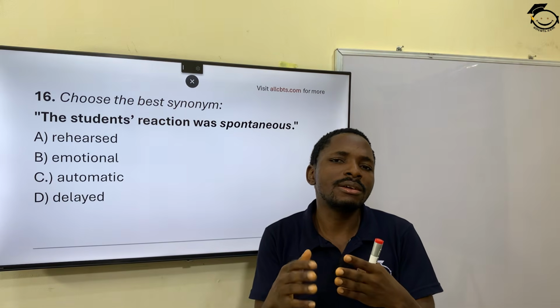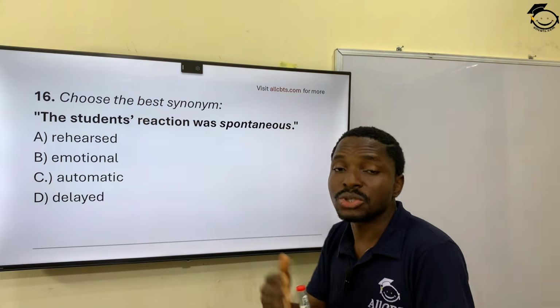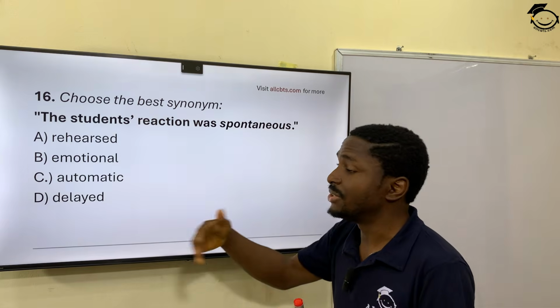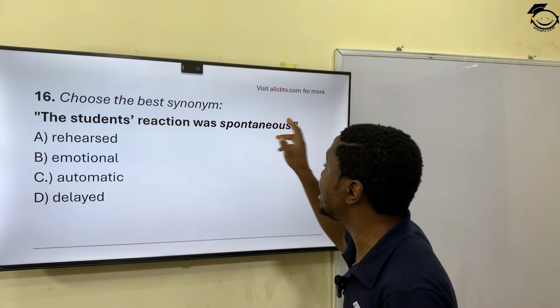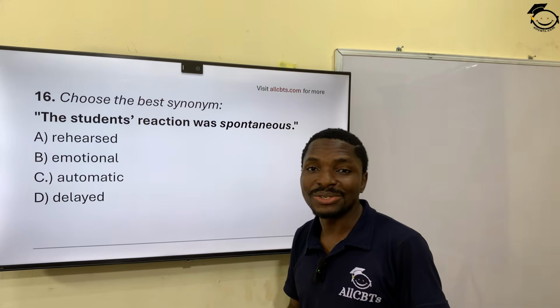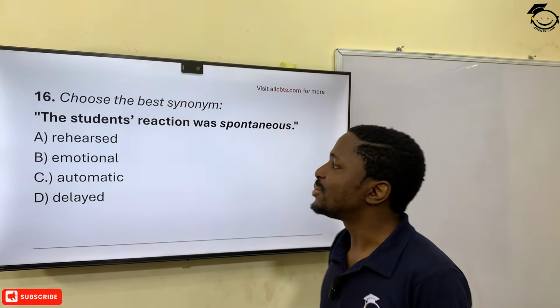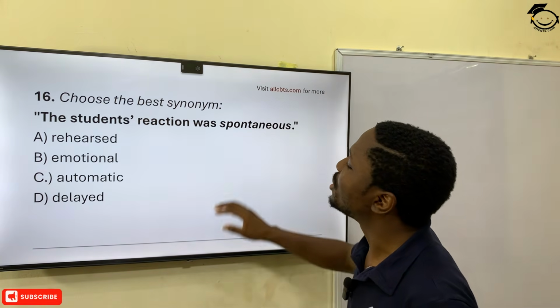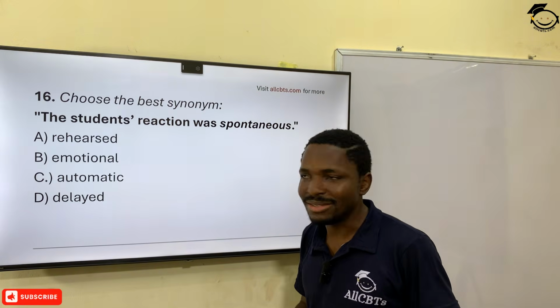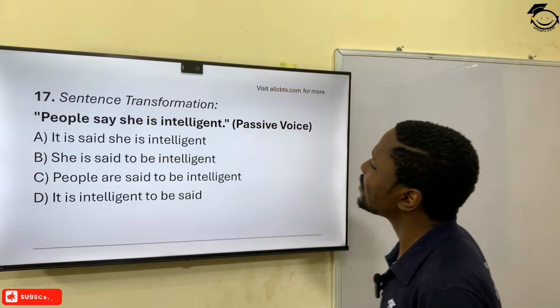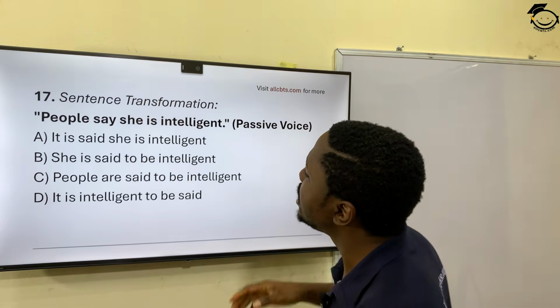Spontaneous, automatic. It was not pre-planned, not rehearsed. So that's why I said rehearsed would be like an opposite to spontaneous. It was automatic. So the student's reaction was automatic. Good. Question 17. Sentence transformation.